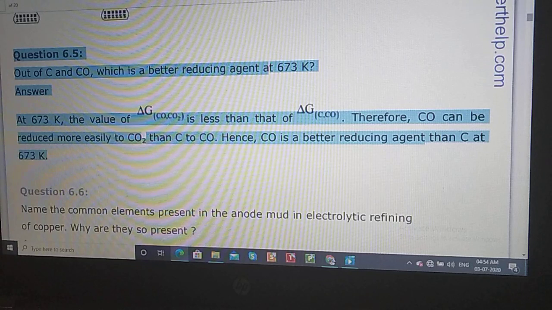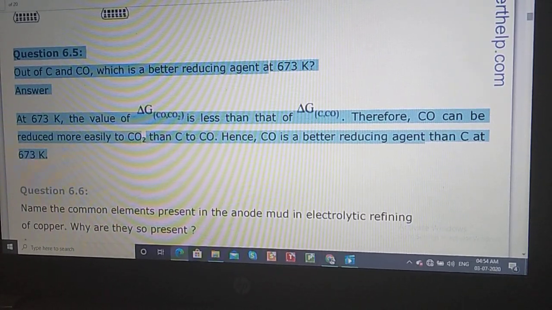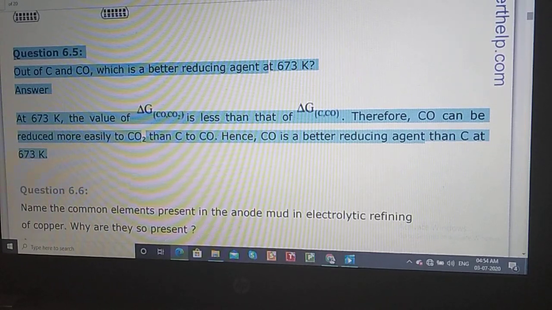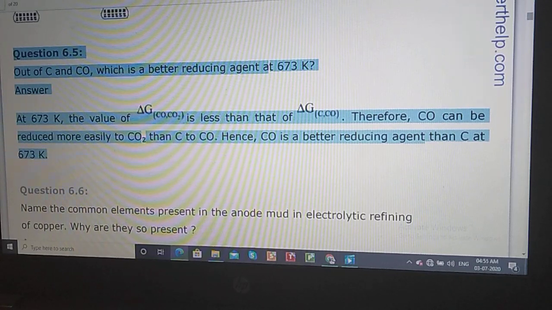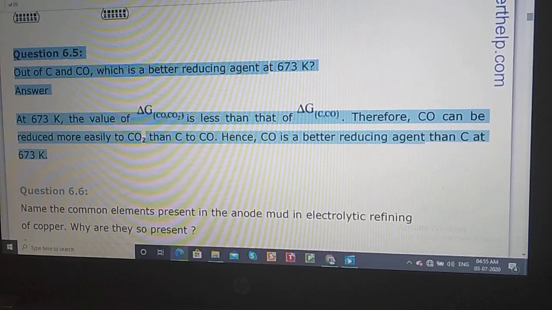Out of C and CO, which is the better reducing agent at 673 Kelvin? So the question is, at 673 Kelvin, they are asking which is better, C or CO. Dear student, they are asking which is the better reducing agent at 673 Kelvin. We have to find the better reducing agent.